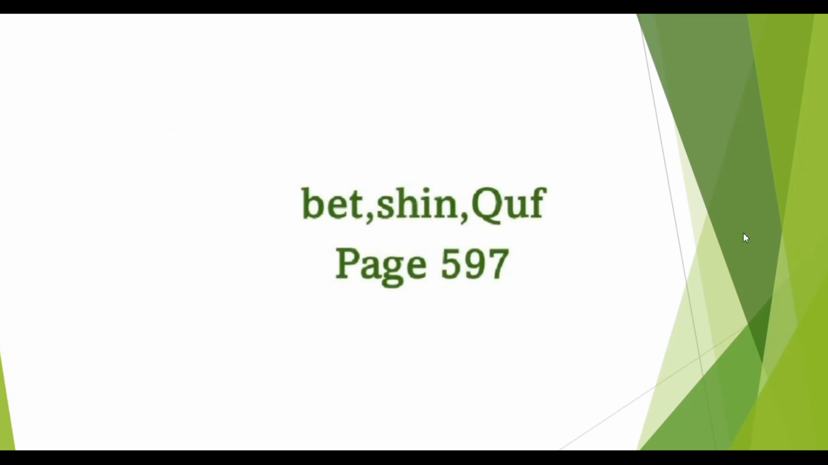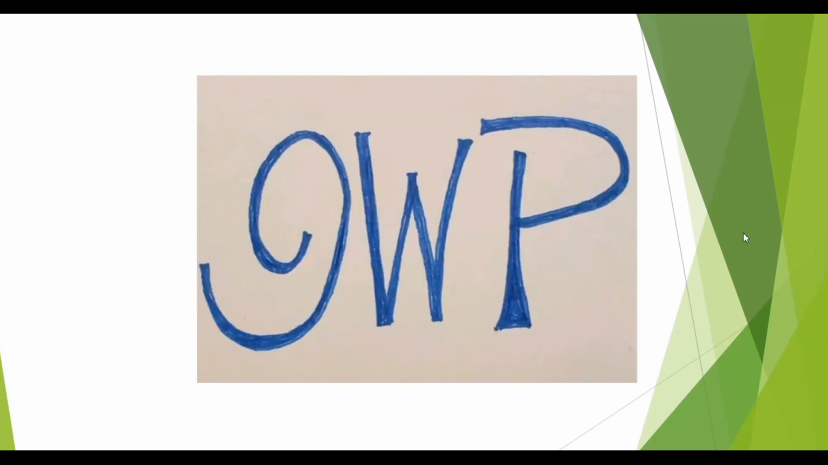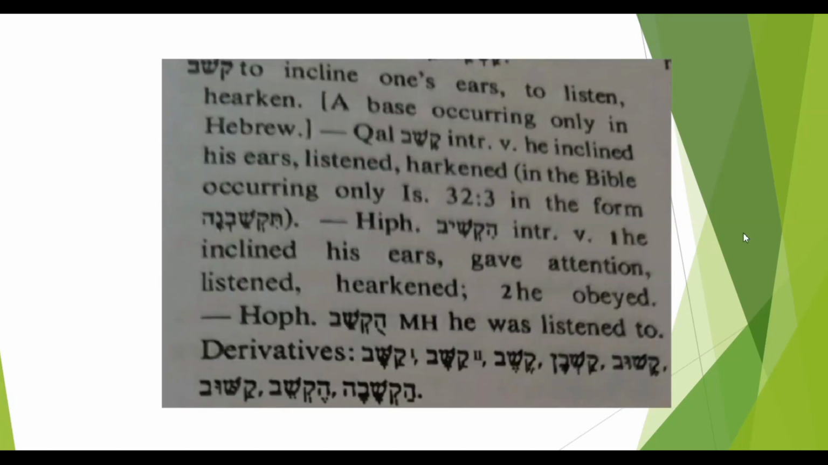So here's another word, Kuf, Shin, Bet, page 597. So again, we have this raised up, elevated pillar of cloud that appeared to the Israelites in the wilderness. The Shin, dispensing benefits for obedience, and Bet. Bet can be a container, a house, in, with. It can be the shape of your ear. So in the dictionary, it's defined as to incline one's ears, to listen, hearken. He inclined his ears, listened, hearkened.